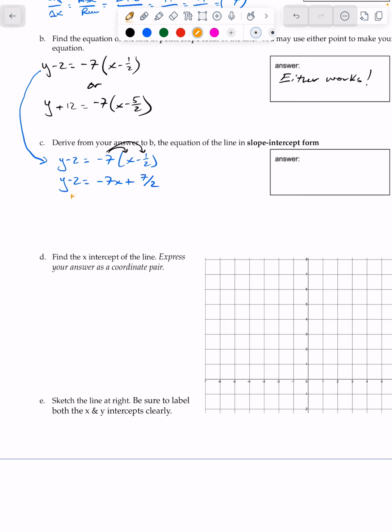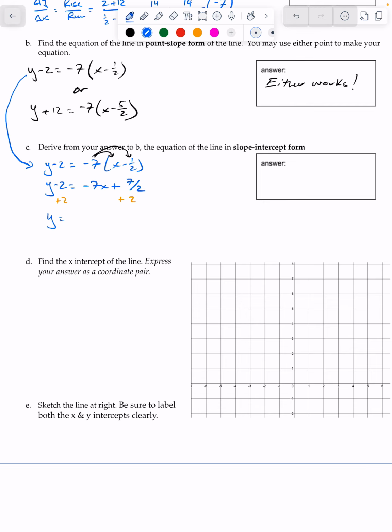Now let's add 2 to both sides. And we get y equals negative 7x plus 7/2 plus 2. But we know that 2 is really, well, now let's do it this way. Plus 2. We'll take 2 and turn it into something with halves. So we'll multiply by 2 over 2. So we get y equals negative 7x plus 7/2 plus 4/2. So combining those, y equals negative 7x plus 11 over 2.